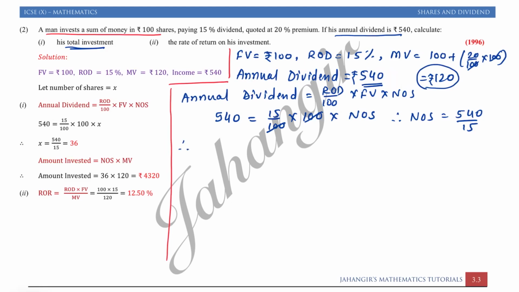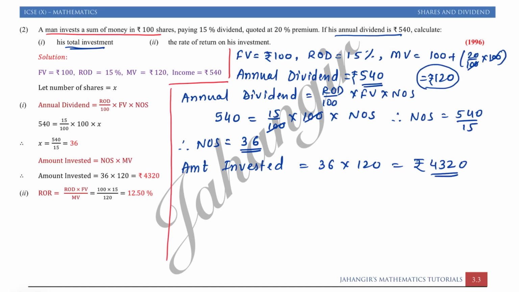So therefore finally I will get number of shares is equal to 15 3s are 45, 36. He bought 36 shares. Now we want amount invested. So amount invested is equal to number of shares into market value. So if you multiply, you will get 4,320 rupees. This was my first question's answer.